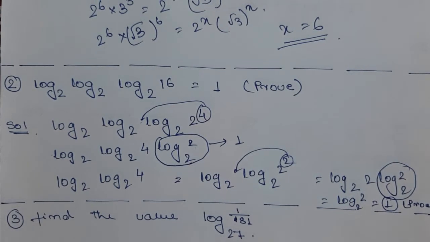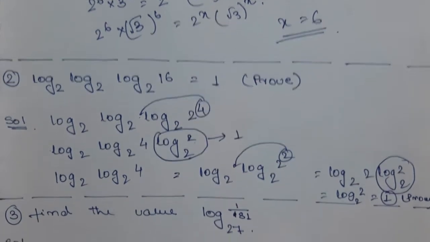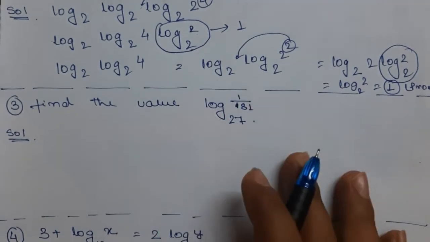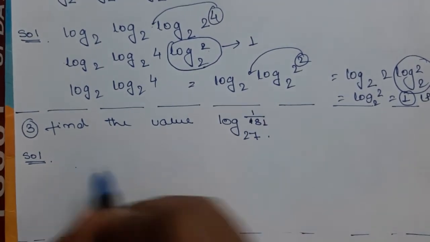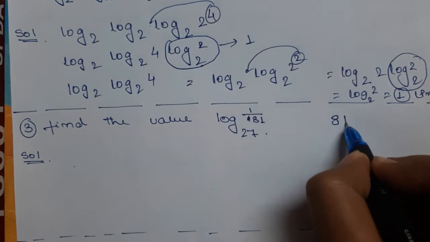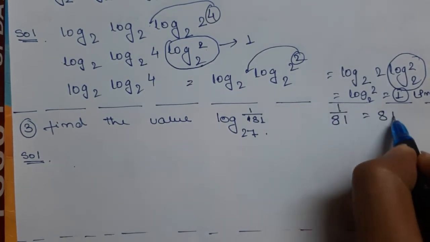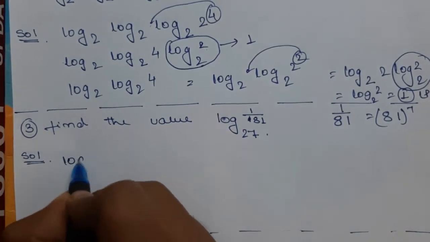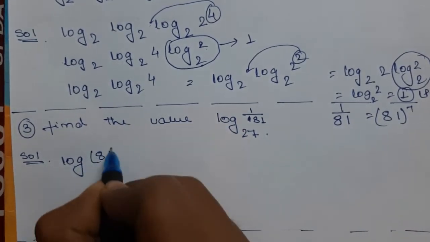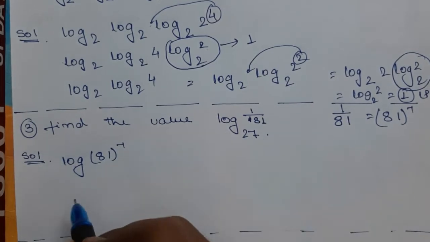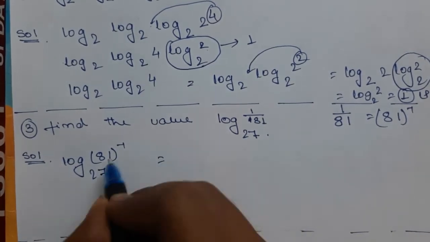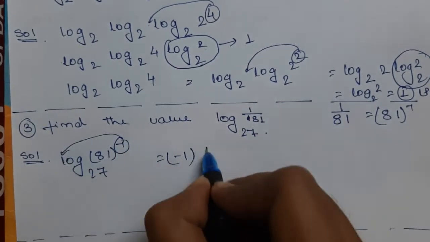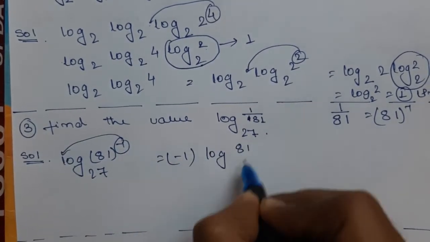Very easy problem, right? I think you can understand it. Now next we have to find the value of this. See, we know 1 by 81 can be written as 81 whole to the power minus 1, right? So we will write here, we are converting 1 by 81 to the whole to the power minus 1 and this 27, right? So we are taking minus 1 in front, so the result comes 81 to the base 27.